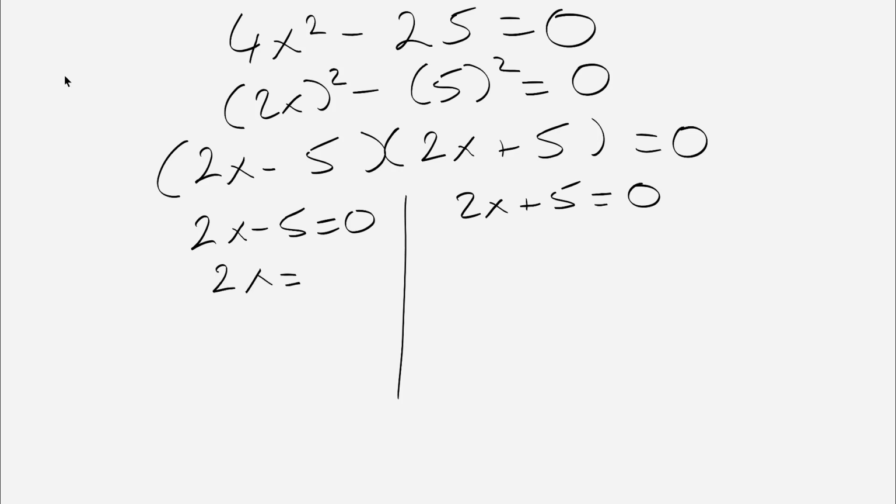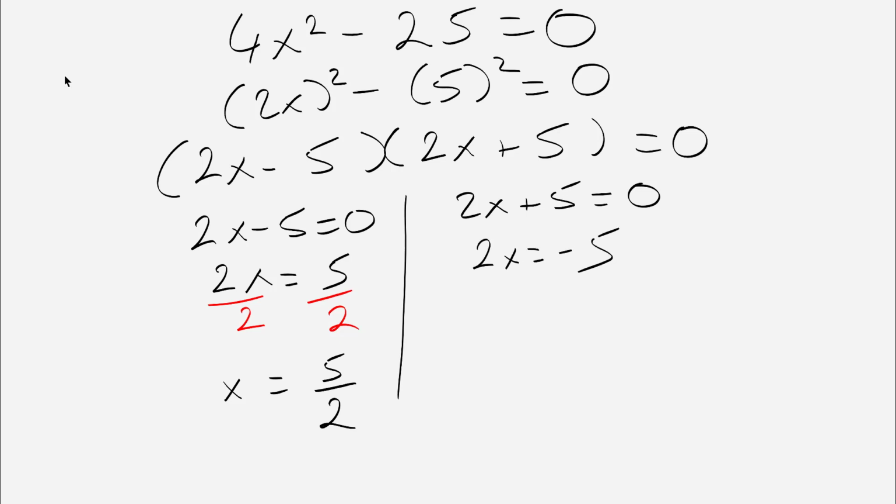In this case, 2x will equal 5. Then dividing both sides by 2, you will get x is equal to 5 over 2. And on the right hand side here, 2x will equal minus 5. And once again, dividing both sides by 2, you will get x is equal to minus 5 over 2.